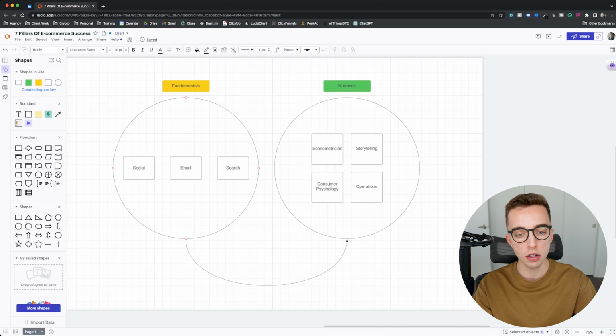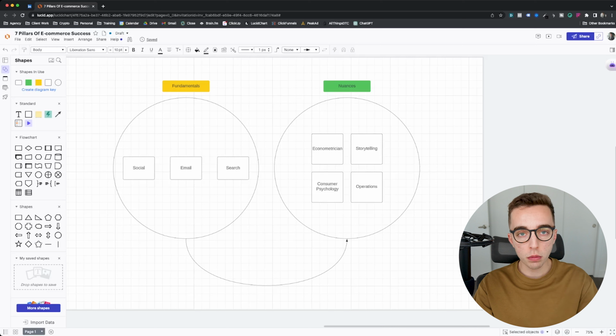See it how you want right here. Social is paid ads or organic. You've got email marketing right here. Search, basically Google ads, Microsoft ads. And then you've got nuances to these 3 things. What he's saying is that you need at least 2 to 3 of these total 7 things in order to scale your brand. You don't need to master all 7.